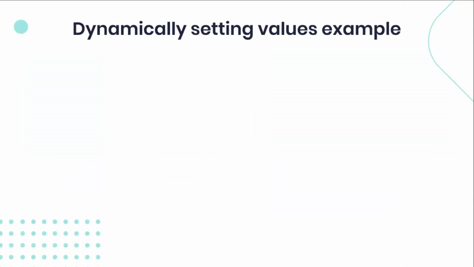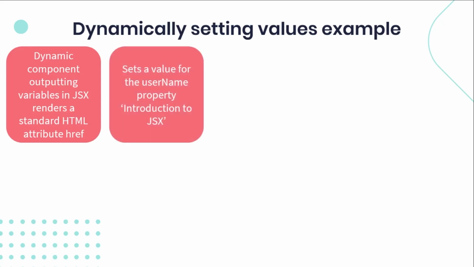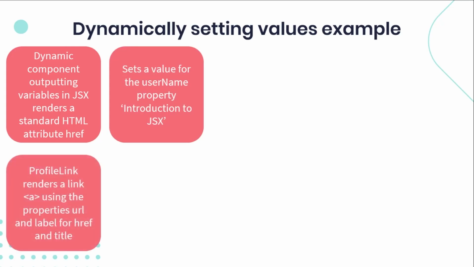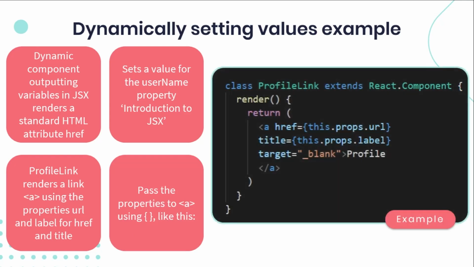For example, suppose you're building a component that will be used to link to user accounts. The href and the title must be different and not hardcoded. Dynamic component outputting variables in JSX render a standard HTML attribute href. This sets a value for the username property, Introduction to JSX. ProfileLink renders a link A using the properties url and label for href and title, respectively. In ProfileLink, you pass the properties to A using this.props.